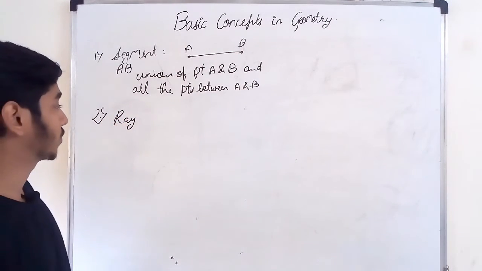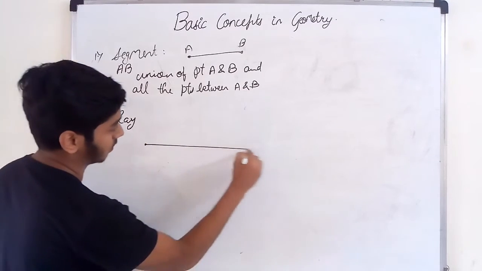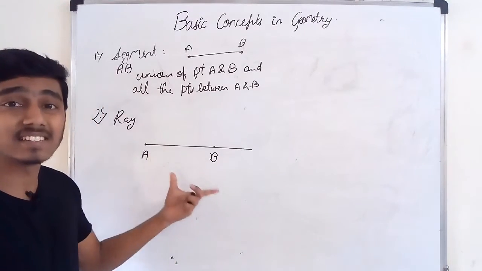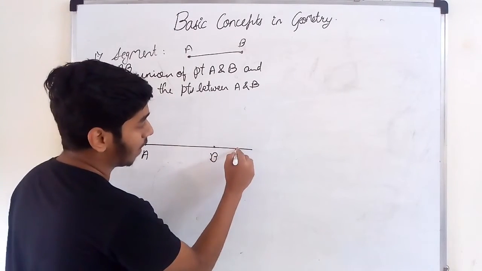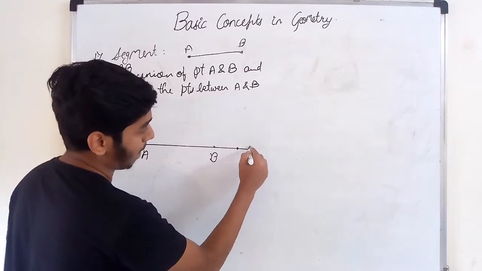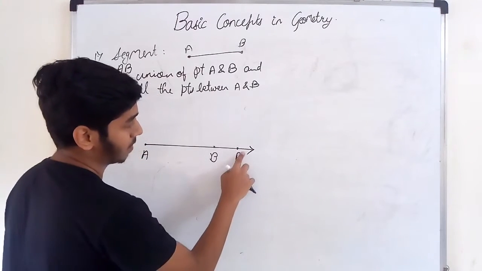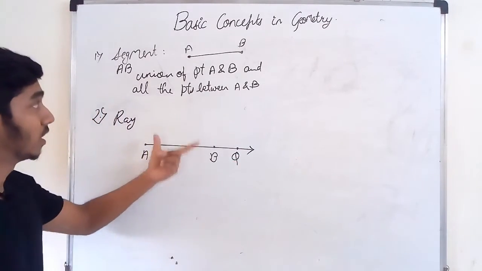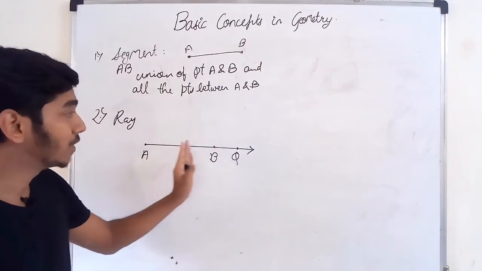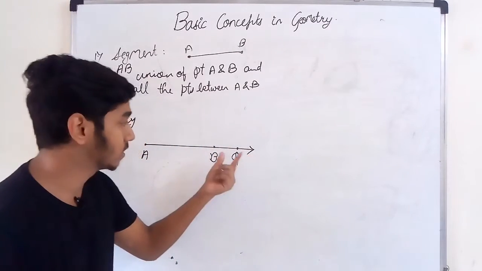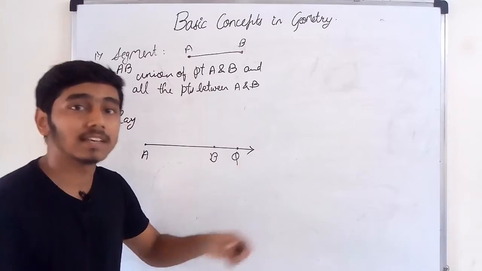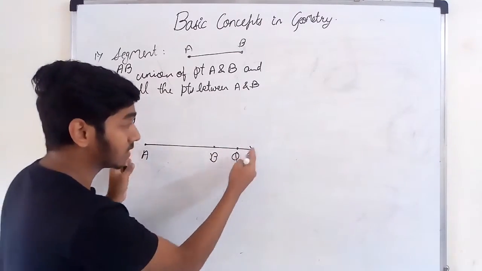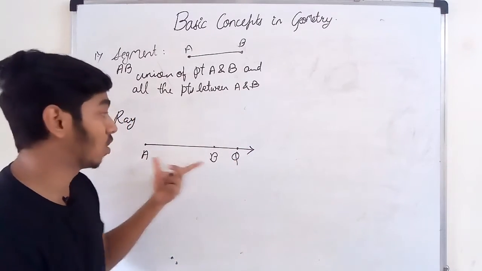Okay, now ray. There is a segment AB. We included some more points and drew an arrow here, just like a bow and arrow. That arrow in the bow and arrow is itself called a ray.